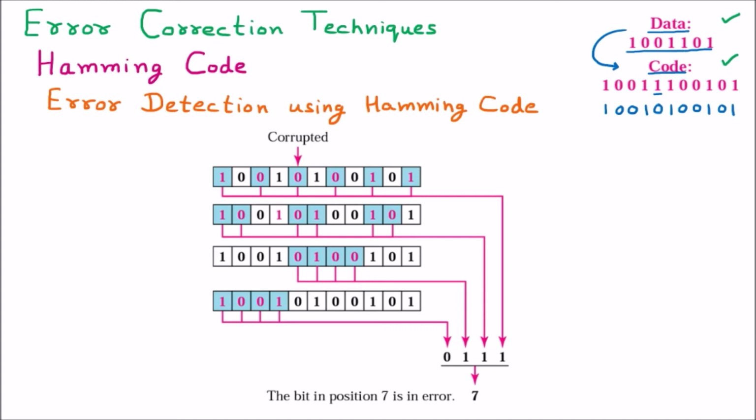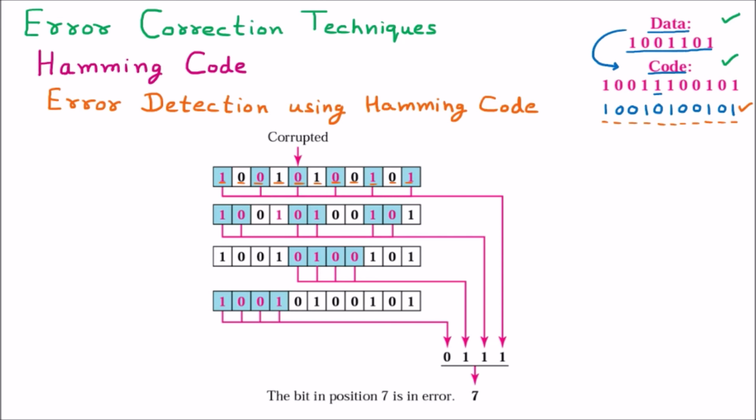Let us suppose that the data which we have received at the receiver side is this one, and we are going to take this data, which is 1 0 0 1, then 0 1 0 0, then 1 0 1. So this data we have taken to the receiver side.